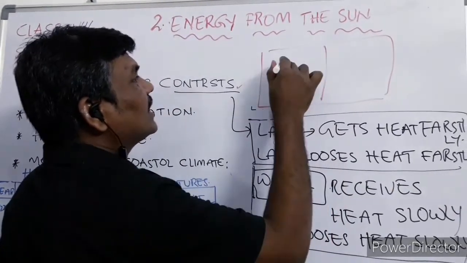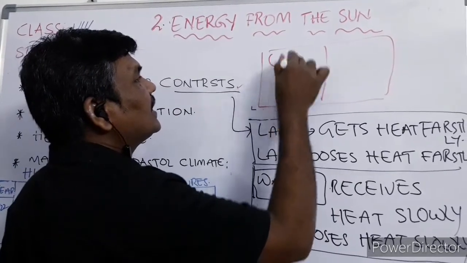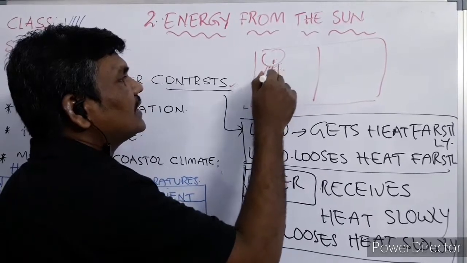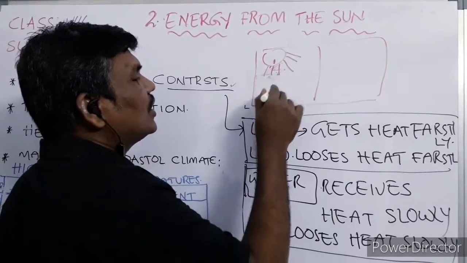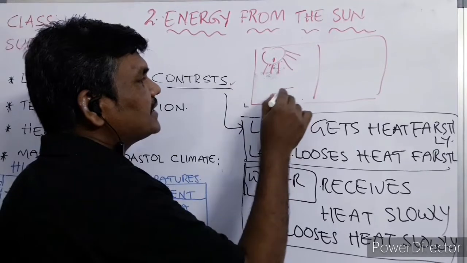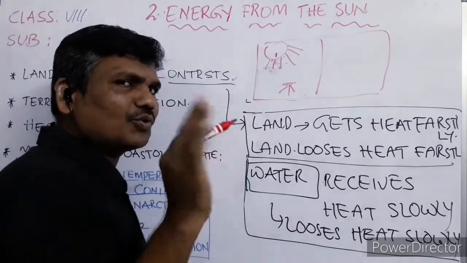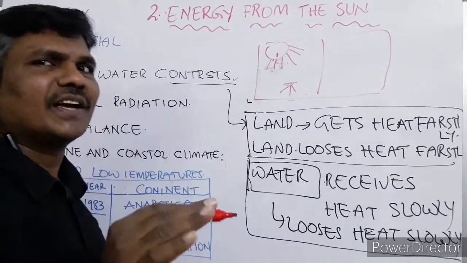Just focus here, see both. What is that? Land. Here the sun is hitting its sunlight on the land. Due to that, imagine human beings are there. These people are feeling inconvenient. They won't go anywhere. They stay at home in summers.